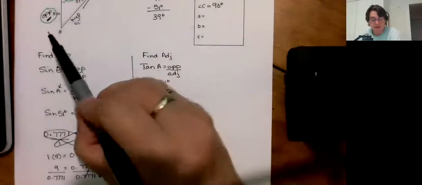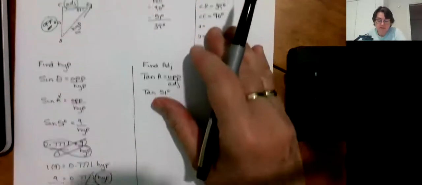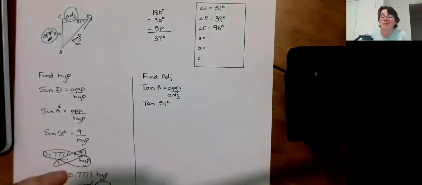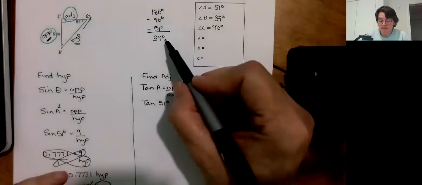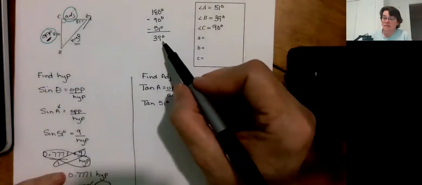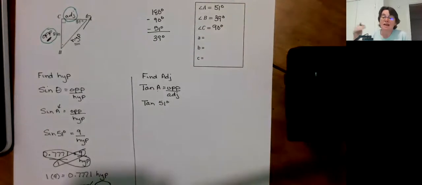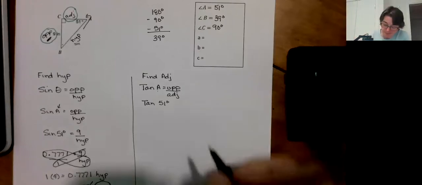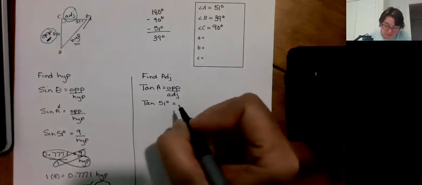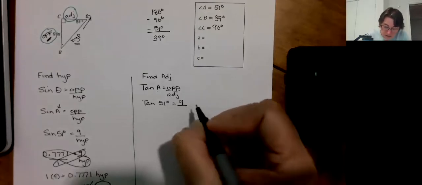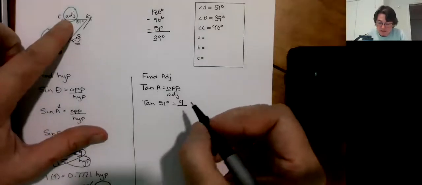Oh, by the way, guys, I would never use angle B in this question, because that's one I calculated. I'm paranoid. If I screw up this calculation, say I got 37 instead of 39, and then I use it in the question, then I am compounding my mistake. So always go back, if you can, and use the original given information, because you know for sure that's correct. There's my little rant for today. Tan 51 is opposite, which I know is 9, over adjacent, which I don't know.